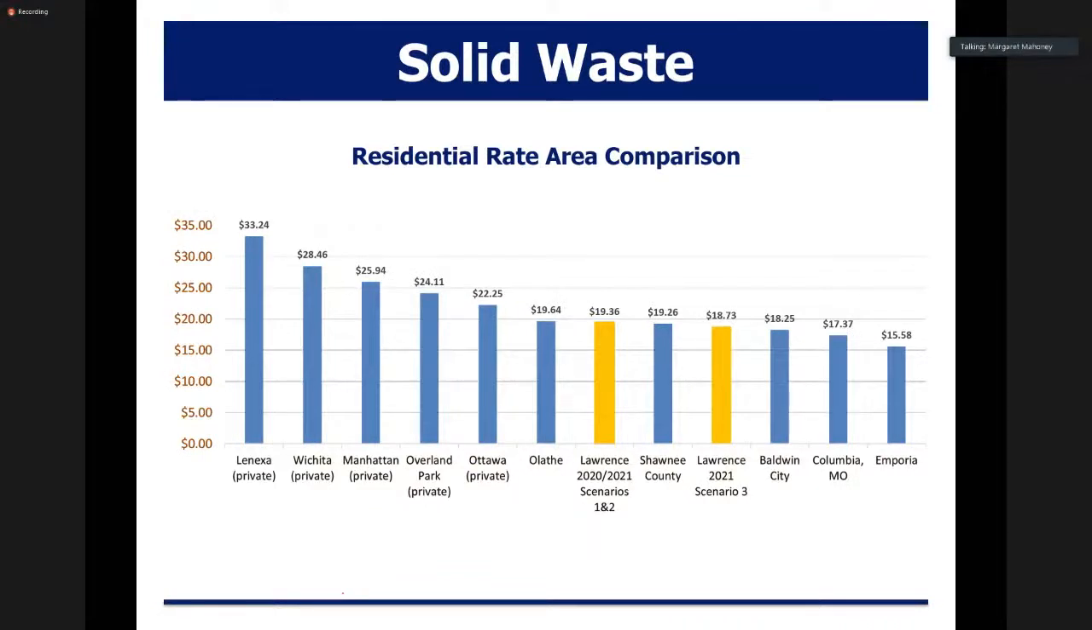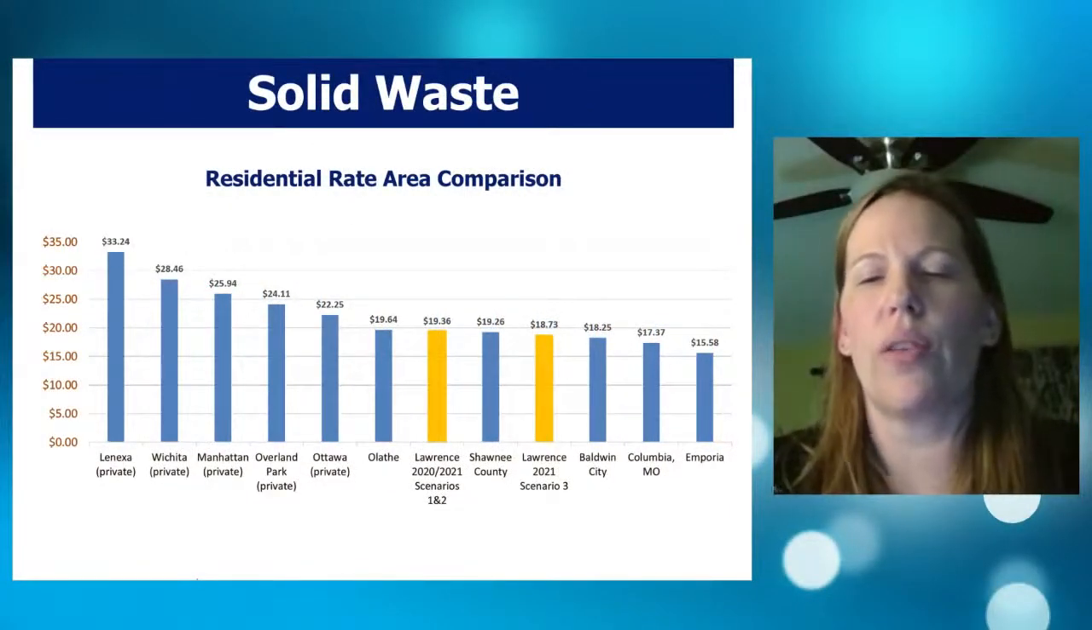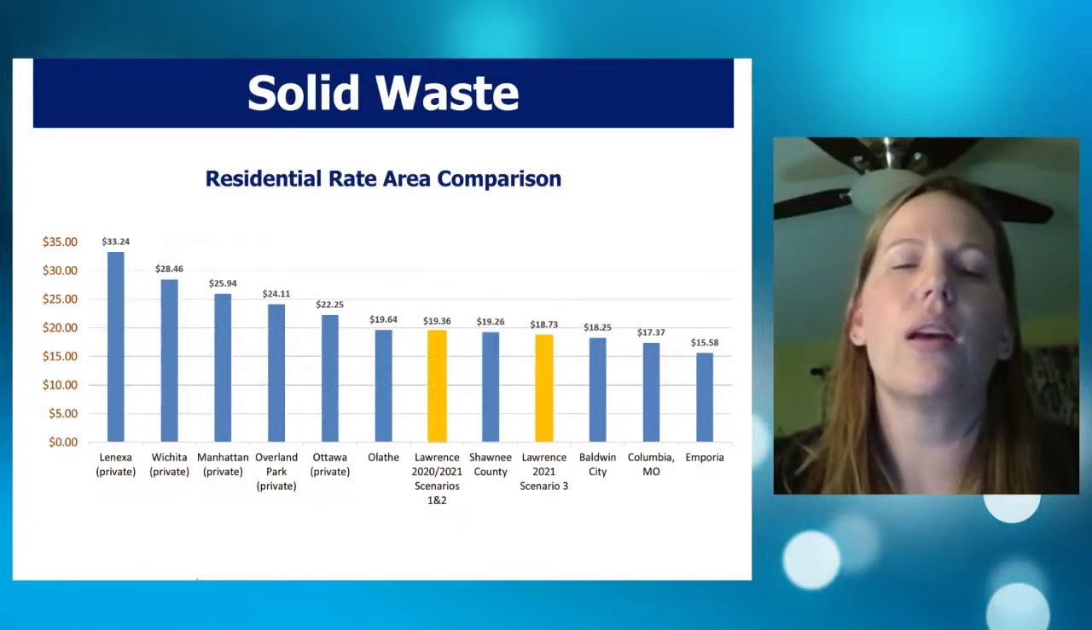So looking at some area comparisons for residential rates, we see here that the Lawrence rates are highlighted in that gold color. So the current 2020 rates are the same as the 2021 scenarios one and two, because we're looking at residential rates, and both of those scenarios have a 0% rate increase. And then your third option is there at 1873, because that is the 3.25% decrease option.